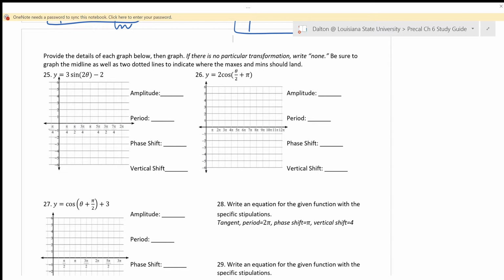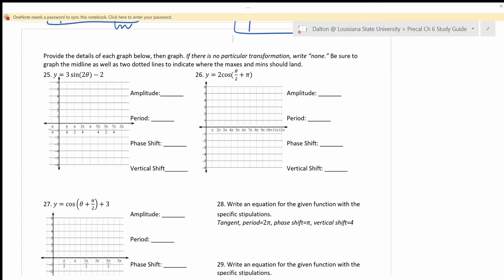Be sure to also graph the midline as well as the two dotted lines to indicate where the maxes and the mins should land. So my recommendation is to do all of the algebra first. Okay, do all of the algebra first and then go through and graph your midline and stuff, and then go through and actually graph your points and your curves.